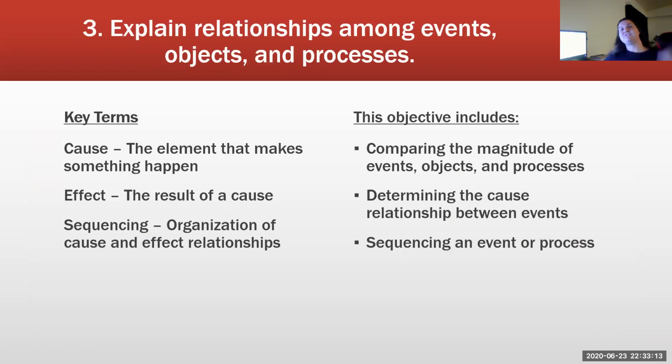Okay, explain relationships among events, objects, and processes: cause, effect, and sequencing. The cause is what makes something happen. The effect is the result of the cause. And the sequencing is how we put them all together with their relationship. Comparing the magnitude of events, objects, and processes, determining the cause relationship between events, and sequencing an event or process will help you with these questions on the exam.